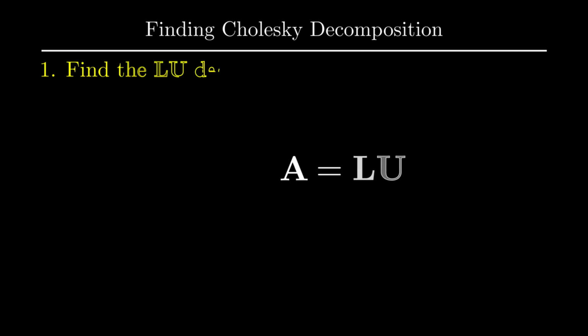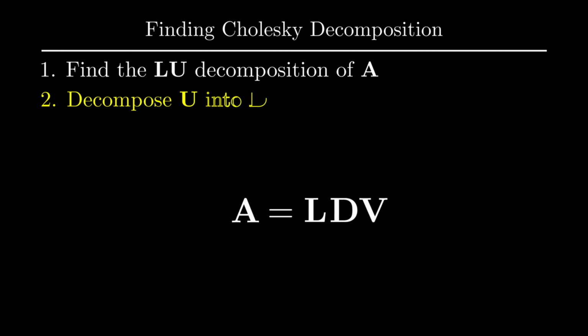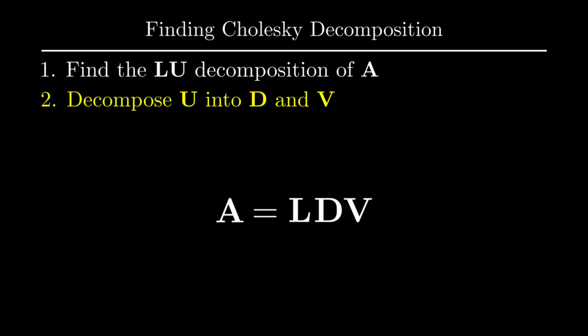So the general procedure for this decomposition is as such. We will begin by simply finding the LU decomposition of our matrix A. Then we will further decompose U into a diagonal matrix D times an upper unit triangular matrix V. Now it turns out that for symmetric matrices, this V matrix is actually just equal to L transpose. And this gives us the following factorization.